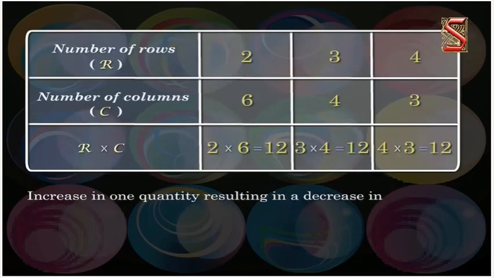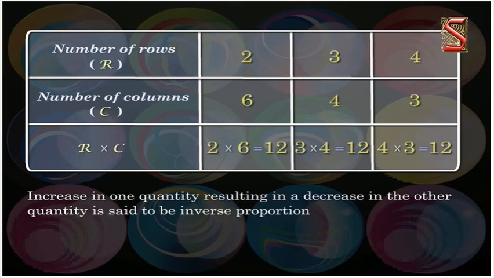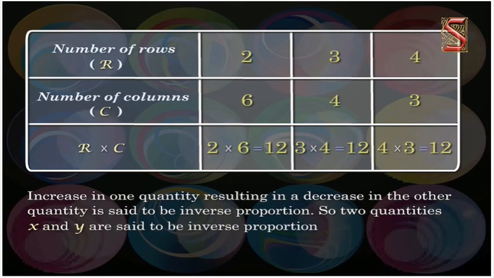Increase in one quantity resulting in a decrease in the other quantity is said to be inverse proportion. So two quantities x and y are said to be in inverse proportion if x into y is constant, that is xy is equal to k, meaning the product of both these quantities should be constant.